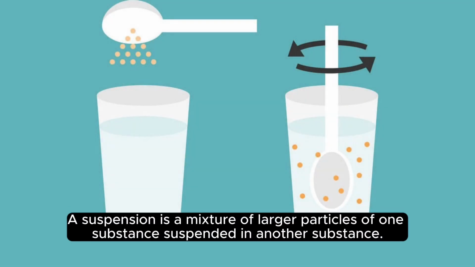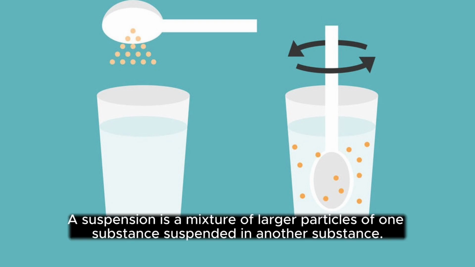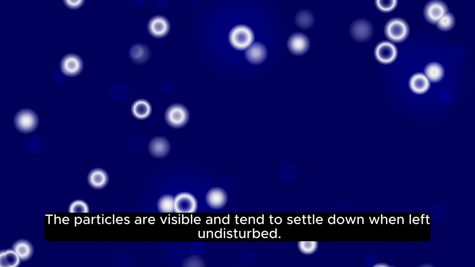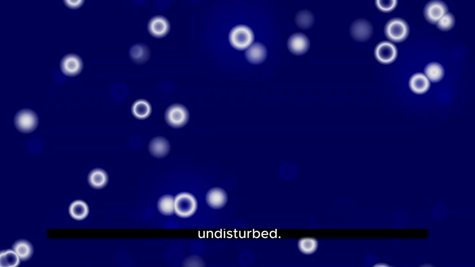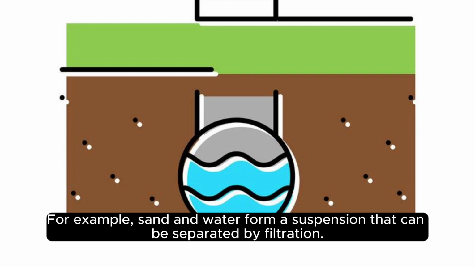A suspension is a mixture of larger particles of one substance suspended in another substance. The particles are visible and tend to settle down when left undisturbed. For example, sand and water form a suspension that can be separated by filtration.